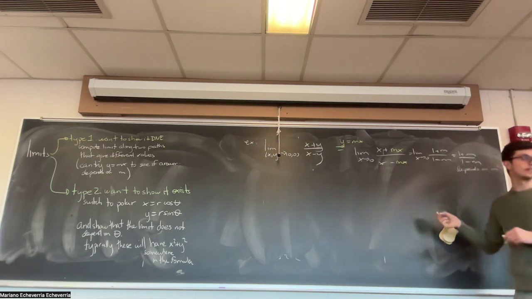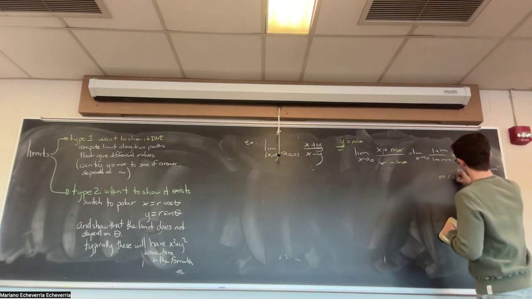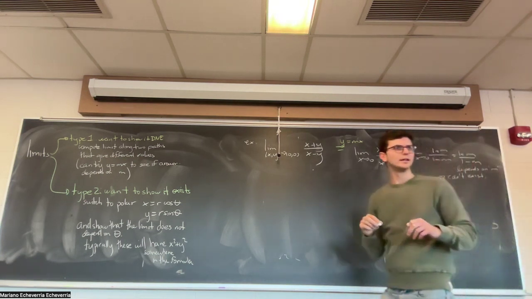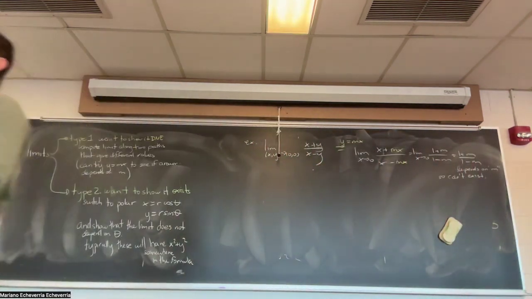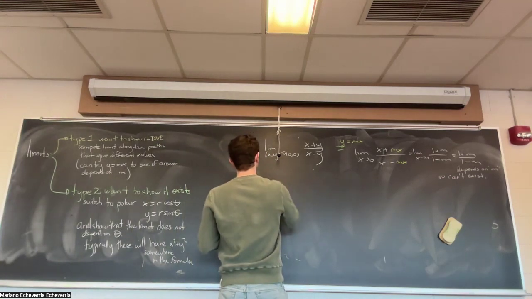So this one cannot exist, right? So it can't exist. Does that make sense? Now here's a different way to do it, which is with polar coordinates. So polar also works in this case. Let me do the same limit with polar.